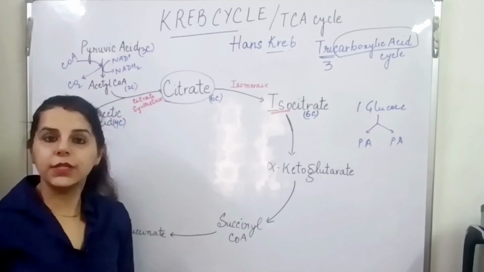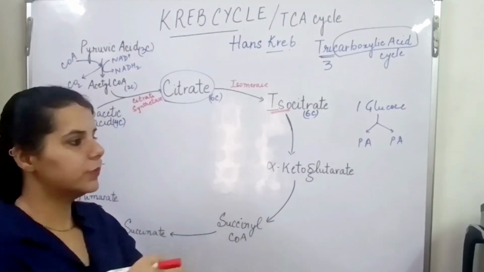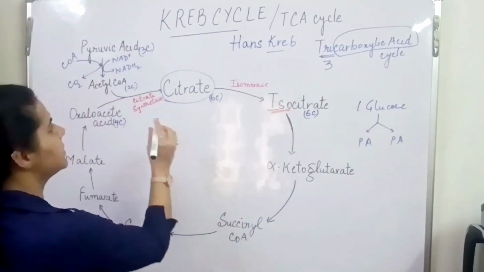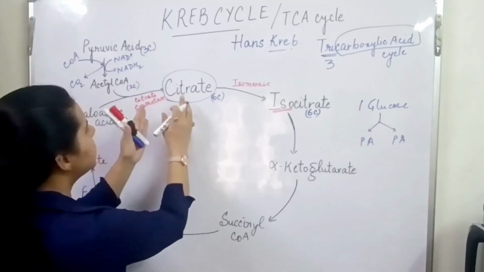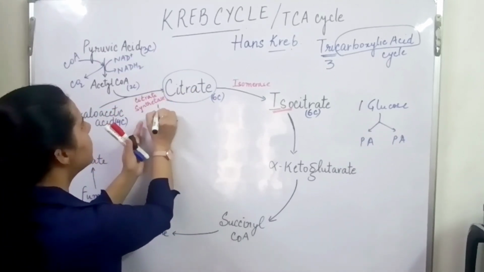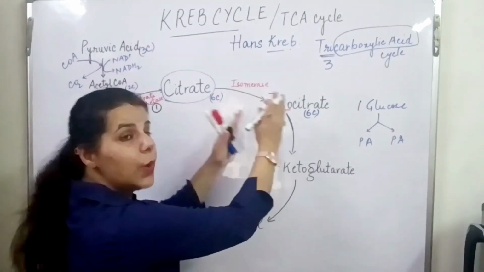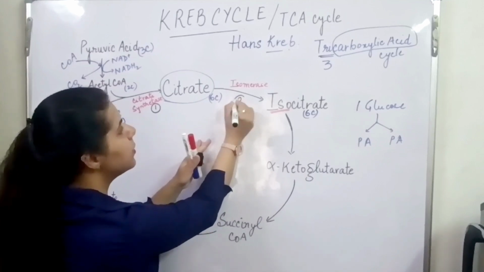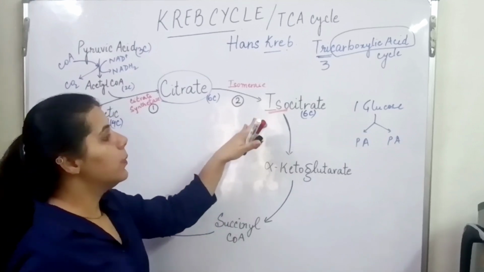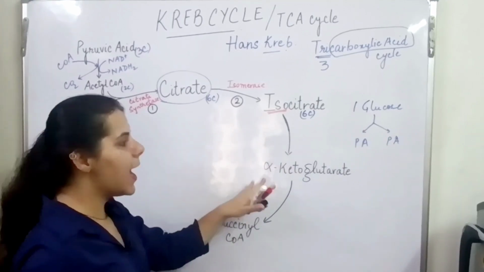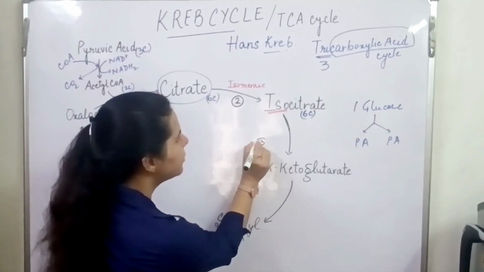It will be convenient if we number these reactions. So the very first reaction is this: when acetyl coenzyme A and oxaloacetic acid together synthesize citrate. This is our reaction number 1. Then from citrate to isocitrate, this is our reaction number 2. Now from isocitrate, what compound is going to form? It is alpha ketoglutarate. This is our reaction number 3.